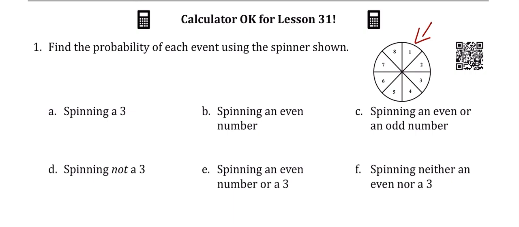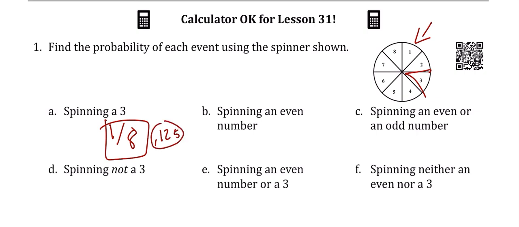So here they say spinning a 3. So to land on the 3, that would be one of our 8 spots. So 1 out of 8. We could also write the probability as a decimal, 0.125. Either one is acceptable for part A.